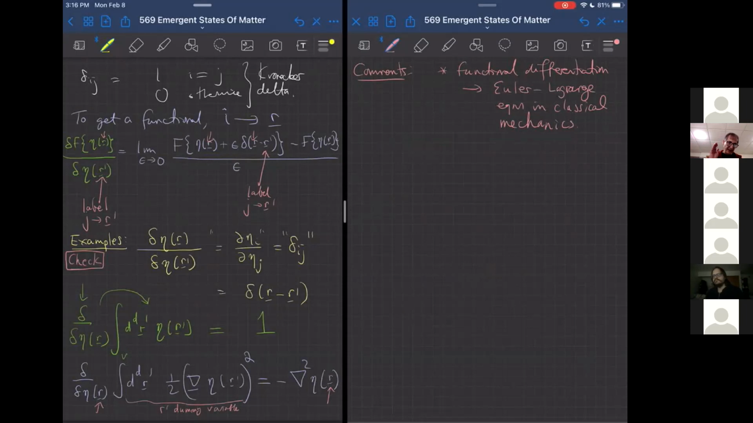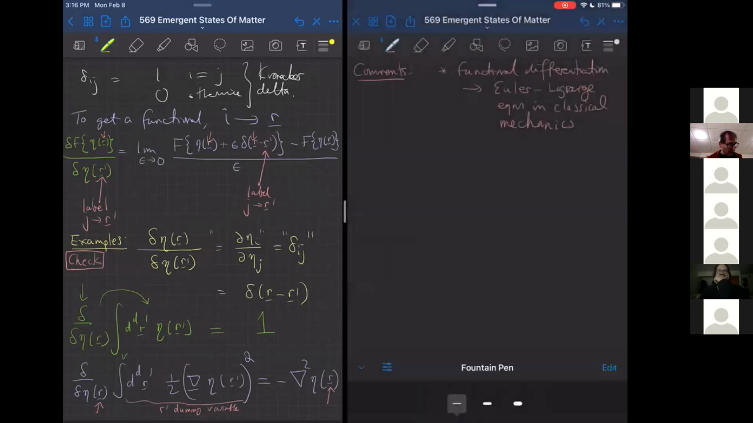So if that sounds a bit strange to you, don't worry about it. The homework sheet will walk you through how to do that, and you'll see that it's very similar to what you've already studied before. So what I'd like to do now is move on and talk about examples of continuous symmetries.